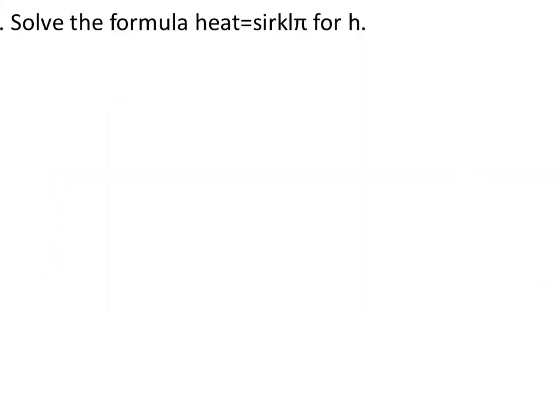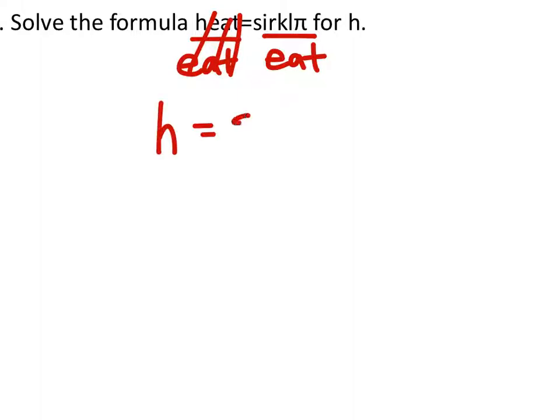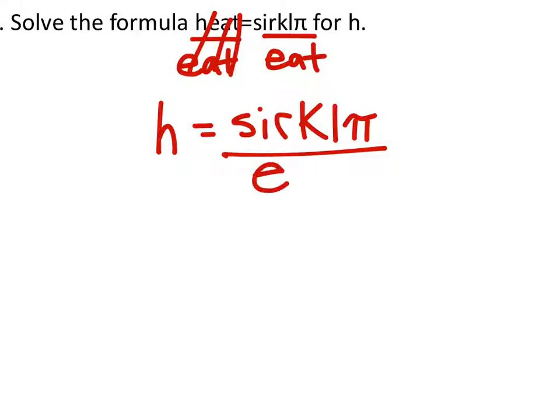Solve the formula: heat equals circle pi for H. Okay. All right, we are solving for H, so I'm just going to divide both sides by heat. All right, so the E's, A's, and T's become 1s. 1 times 1 times 1, it's just 1. 1H equals eat circle pi. Okay.